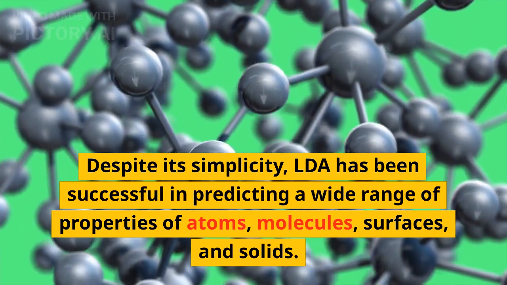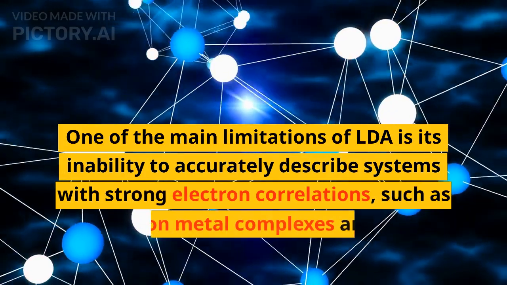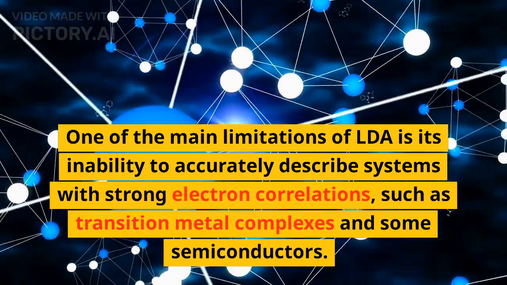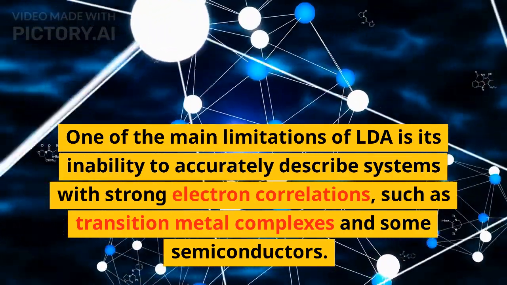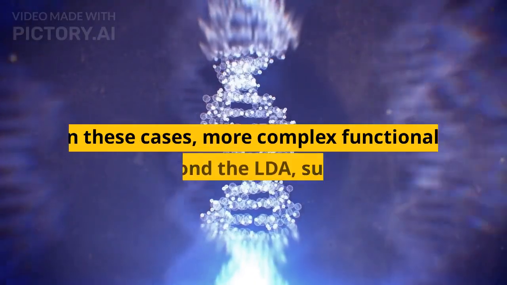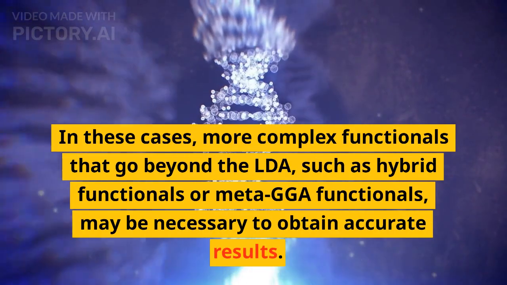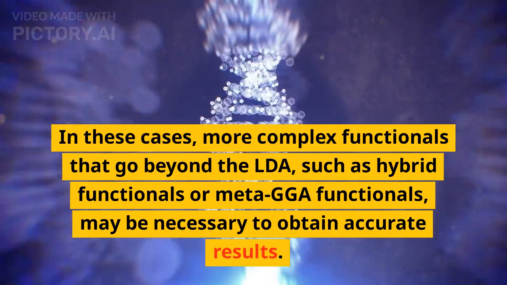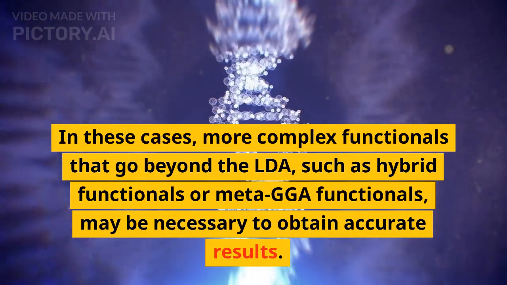One of the main limitations of LDA is its inability to accurately describe systems with strong electron correlations, such as transition metal complexes and some semiconductors. In these cases, more complex functionals that go beyond the LDA, such as hybrid functionals or meta-GGA functionals, may be necessary to obtain accurate results.